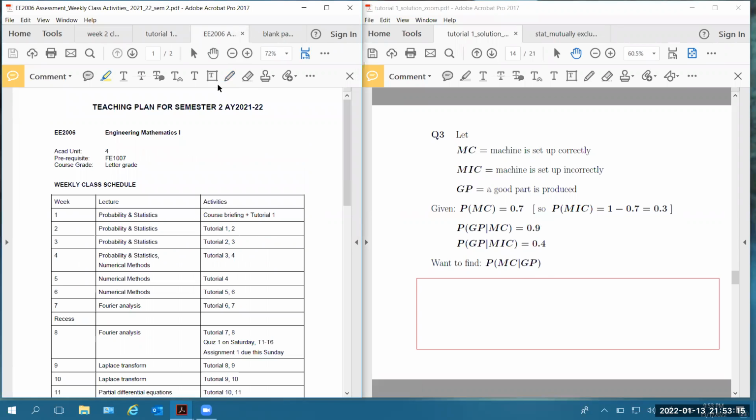Now you all see the left side here, right? This is actually our teaching plan. This file I also uploaded on our main course site, so you can also go and see this file over there.